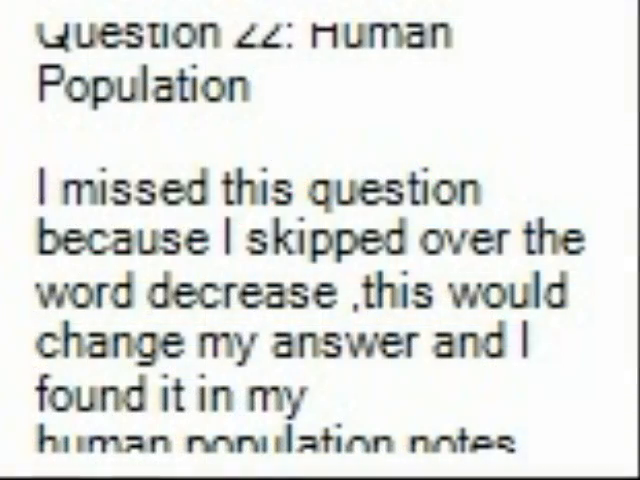The next question that I missed was question 22. It regarded human population, and it states, which of the following would decrease the likelihood of a couple having a child? I missed this question because I skipped over the word decrease. The correct answer is that women would have more opportunities to participate in the workforce. I found this in the human population notes when we were talking about the case studies of India and China.